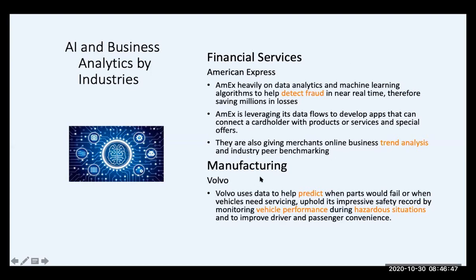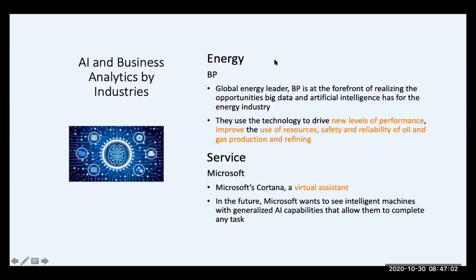In the manufacturing sector, many companies are using it. I will use the example of Volvo. Volvo uses data to predict where parts will fail or when the vehicle needs servicing, etc. In the energy sector, BP, British Petroleum, is using AI to drive a new level of performance, to improve performance, and to use different new resources if needed.